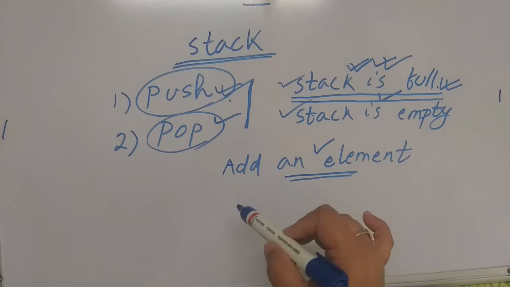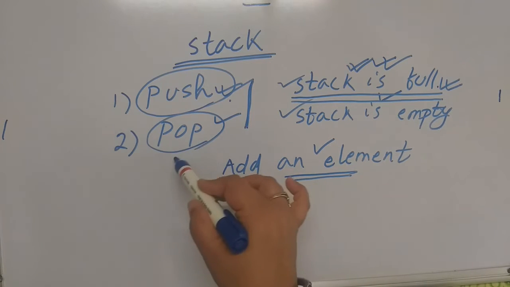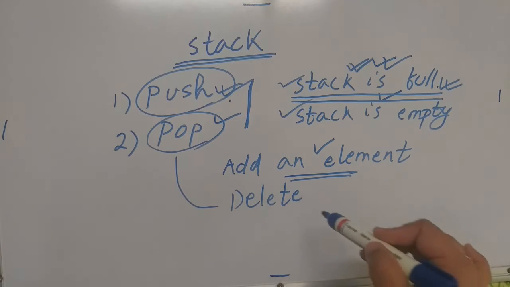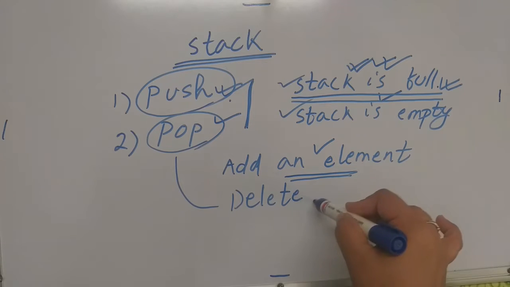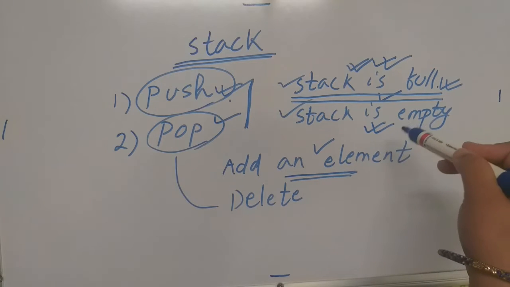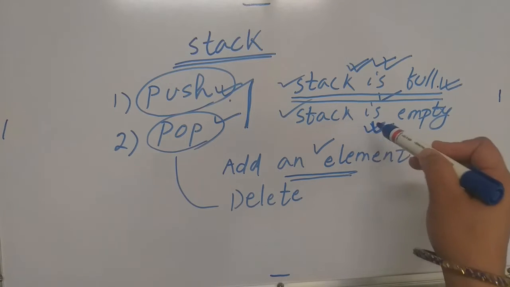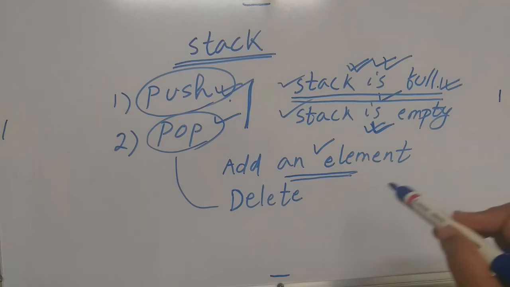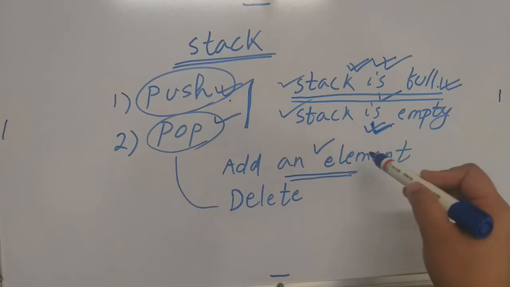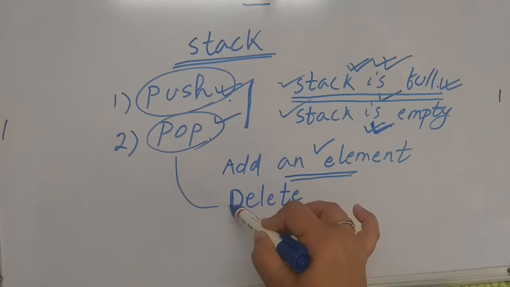Okay. So next is another operation, the pop operation. Pop operation means we delete one element. Whenever we delete an element, first we check whether the stack is empty or not. If the stack is empty, then there is not any element, so how can we delete one element from that stack? So we check whether the stack is empty in the pop operation, where we want to delete one element.